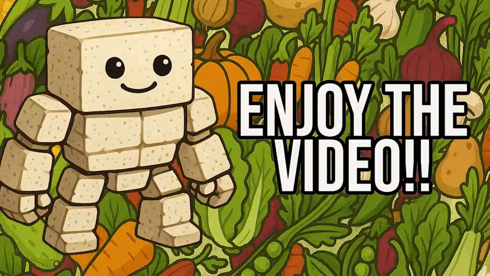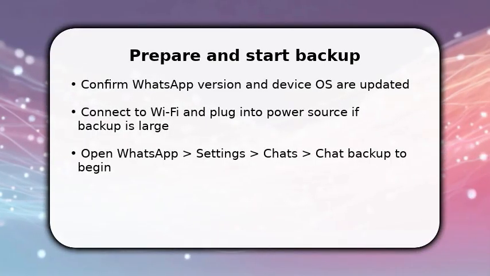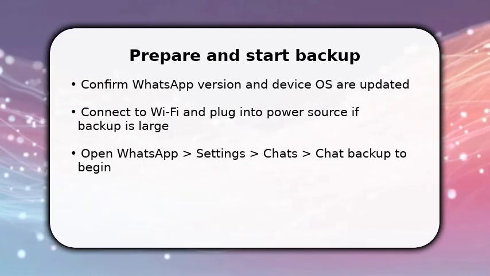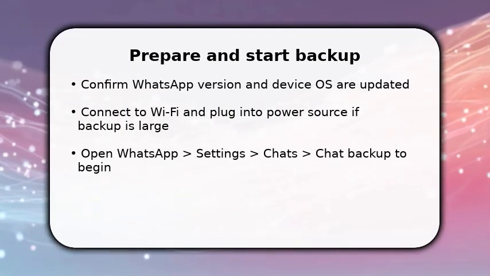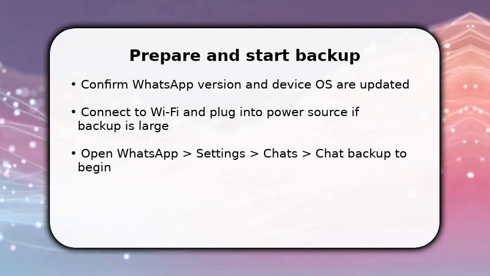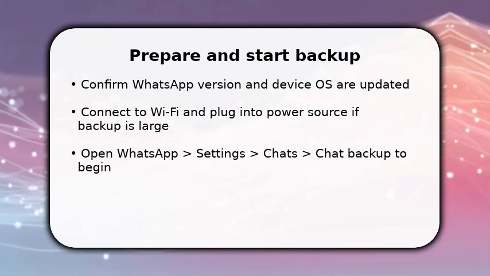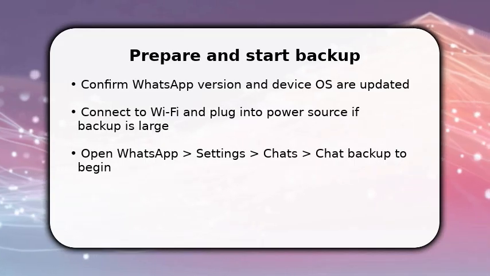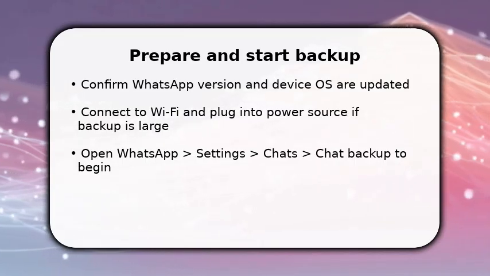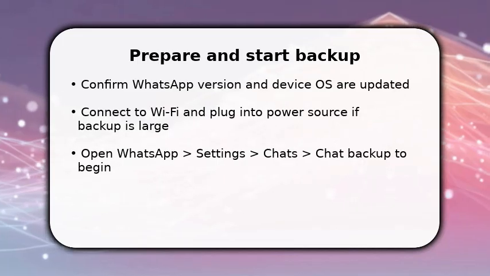Please enjoy the video. You'll start by confirming prerequisites. Update WhatsApp in your phone OS, connect to Wi-Fi, and plug in the charger. Once done, open WhatsApp, tap Settings, then Chats and Chat Backup. Choose Google Drive or iCloud account now. This links where your backup will go.